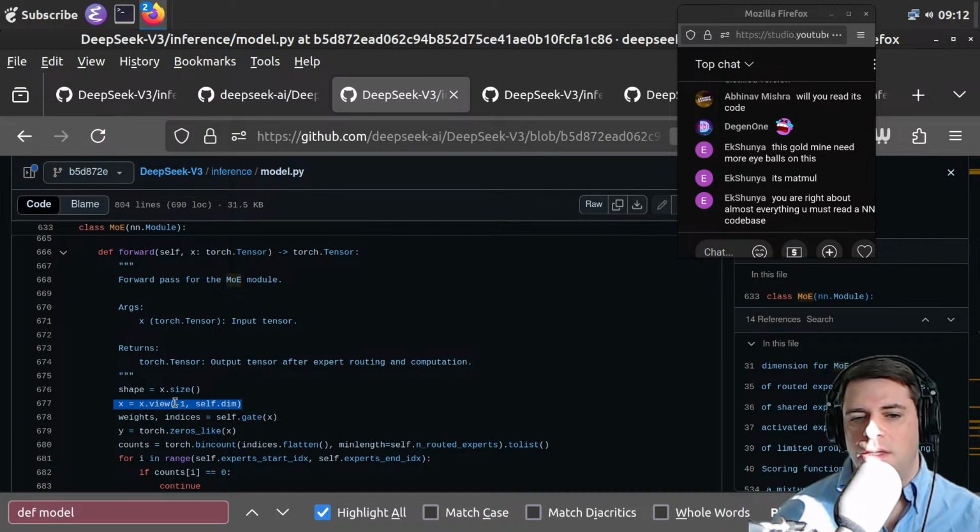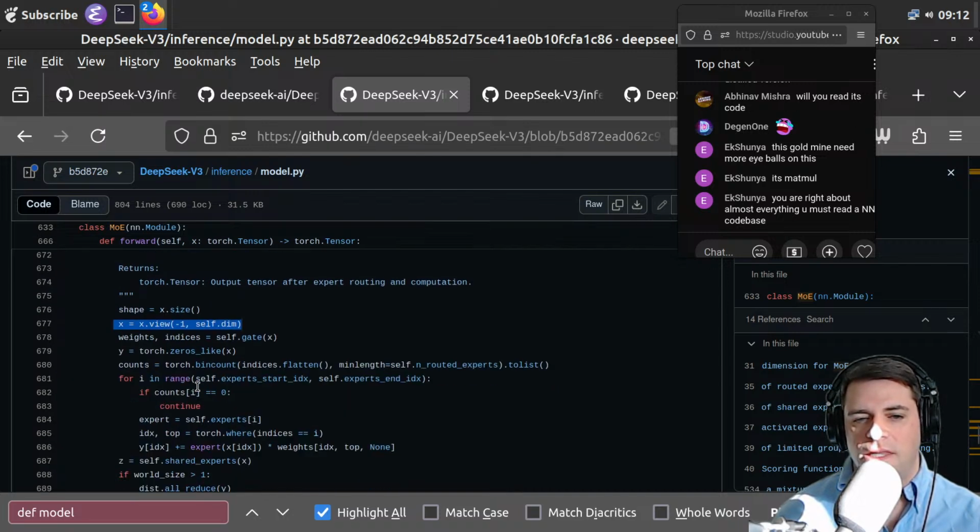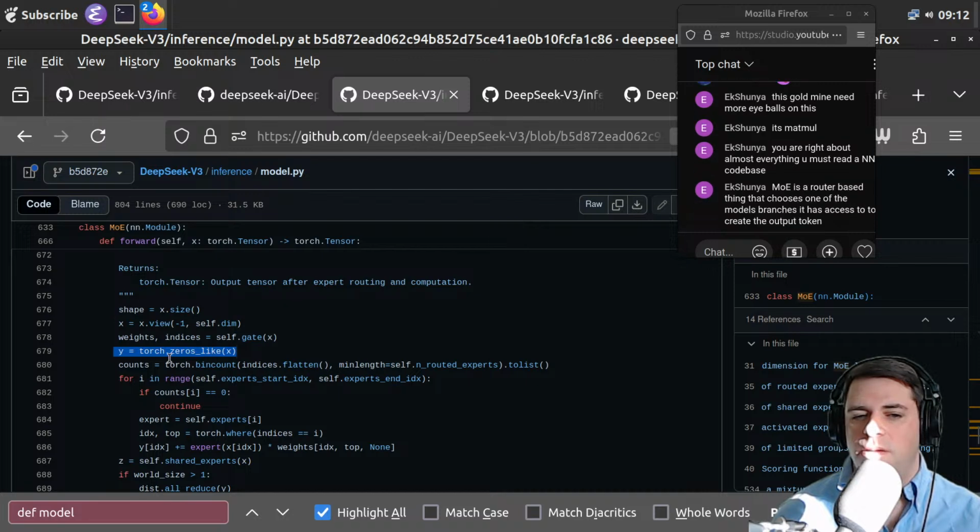-1 is, I guess, the last column. I don't know if we're omitting the last column or only taking the last column. I don't know what that syntax does with view. And then we're going to call this gating function, which gives us weights and indices. Then Y is conceptually a bunch of zeros. Then we do a bin count, which is kind of like a histogram. We're going to flatten the indices.